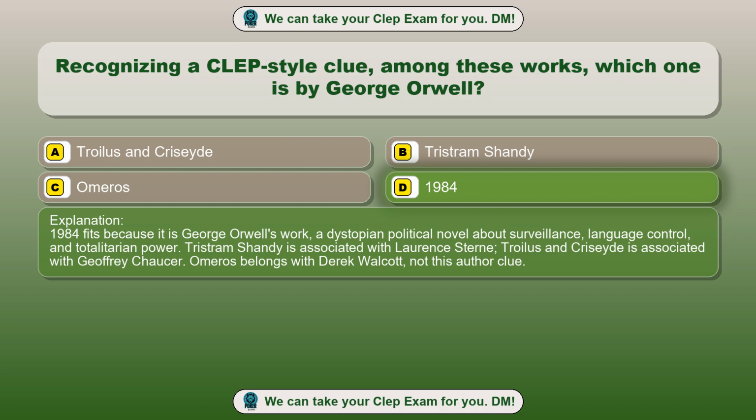1984 fits because it is George Orwell's work, a dystopian political novel about surveillance, language control and totalitarian power. Tristram Shandy is associated with Lawrence Sterne, Troilus and Cressida is associated with Geoffrey Chaucer. Ulysses belongs with Derek Walcott, not this author clue.